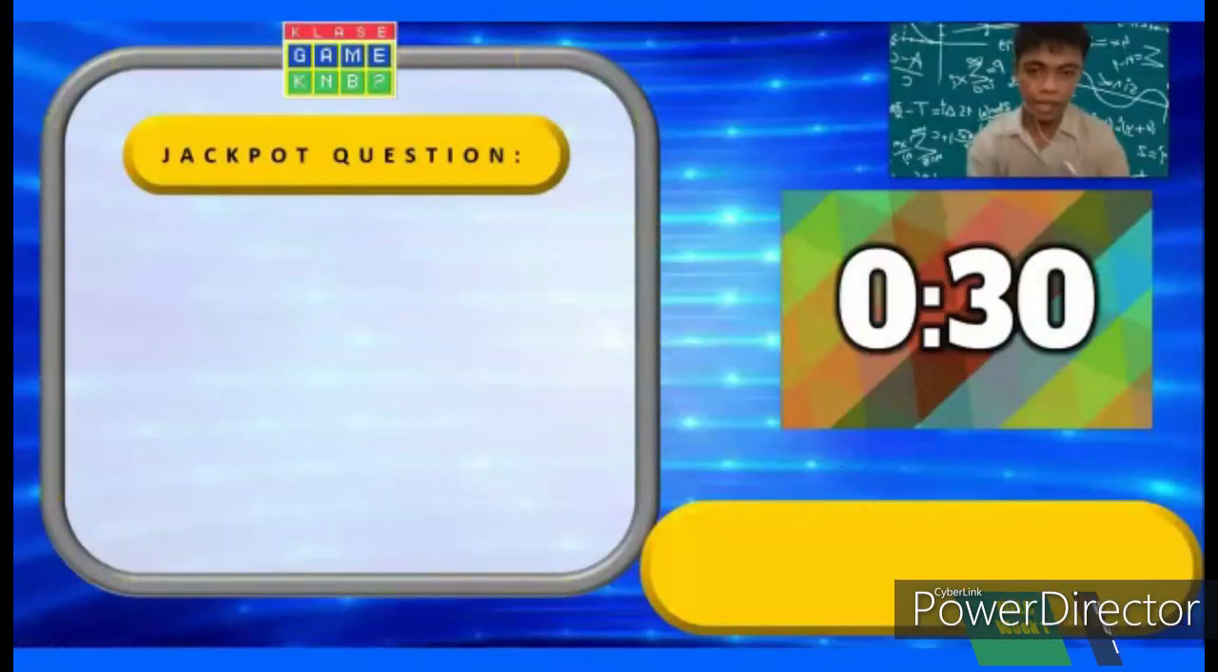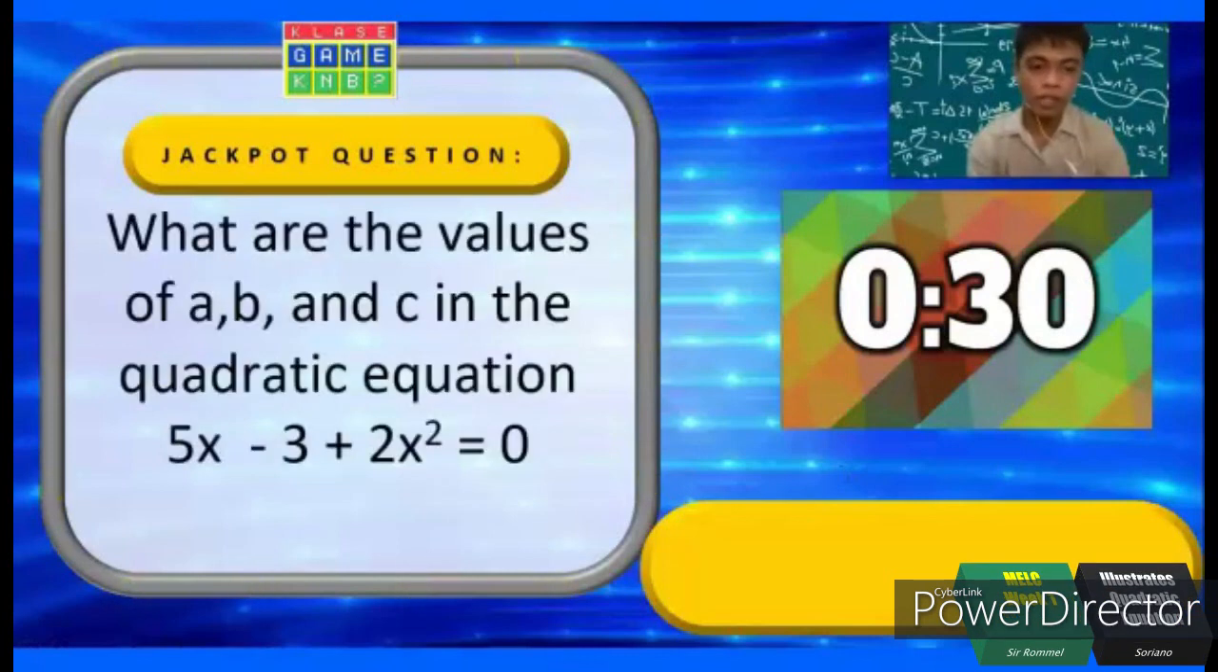So, pwede tayo maglagay ng solution. Okay, what are the values of A, B, and C in the quadratic equation 5x minus 3 plus 2x squared equals 0? Go!